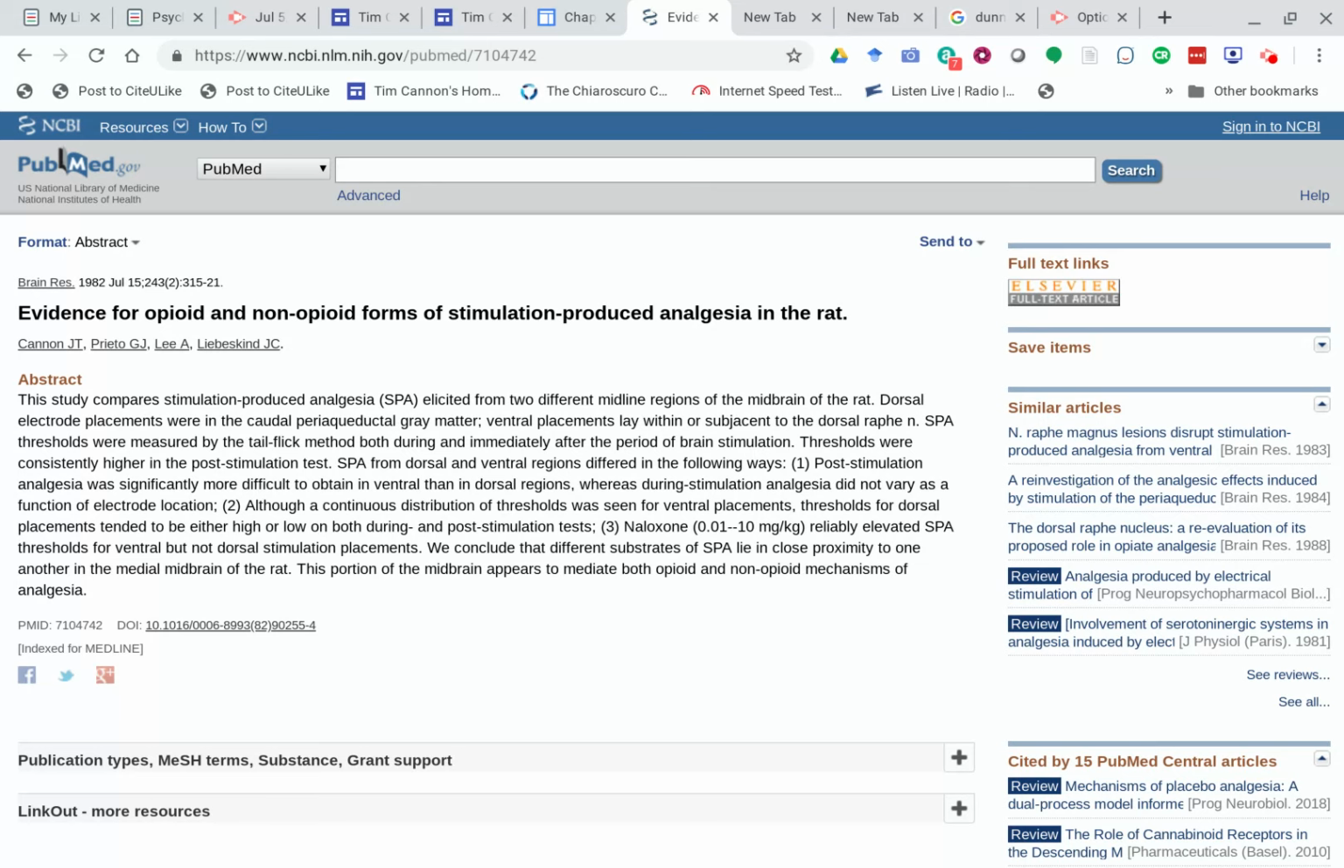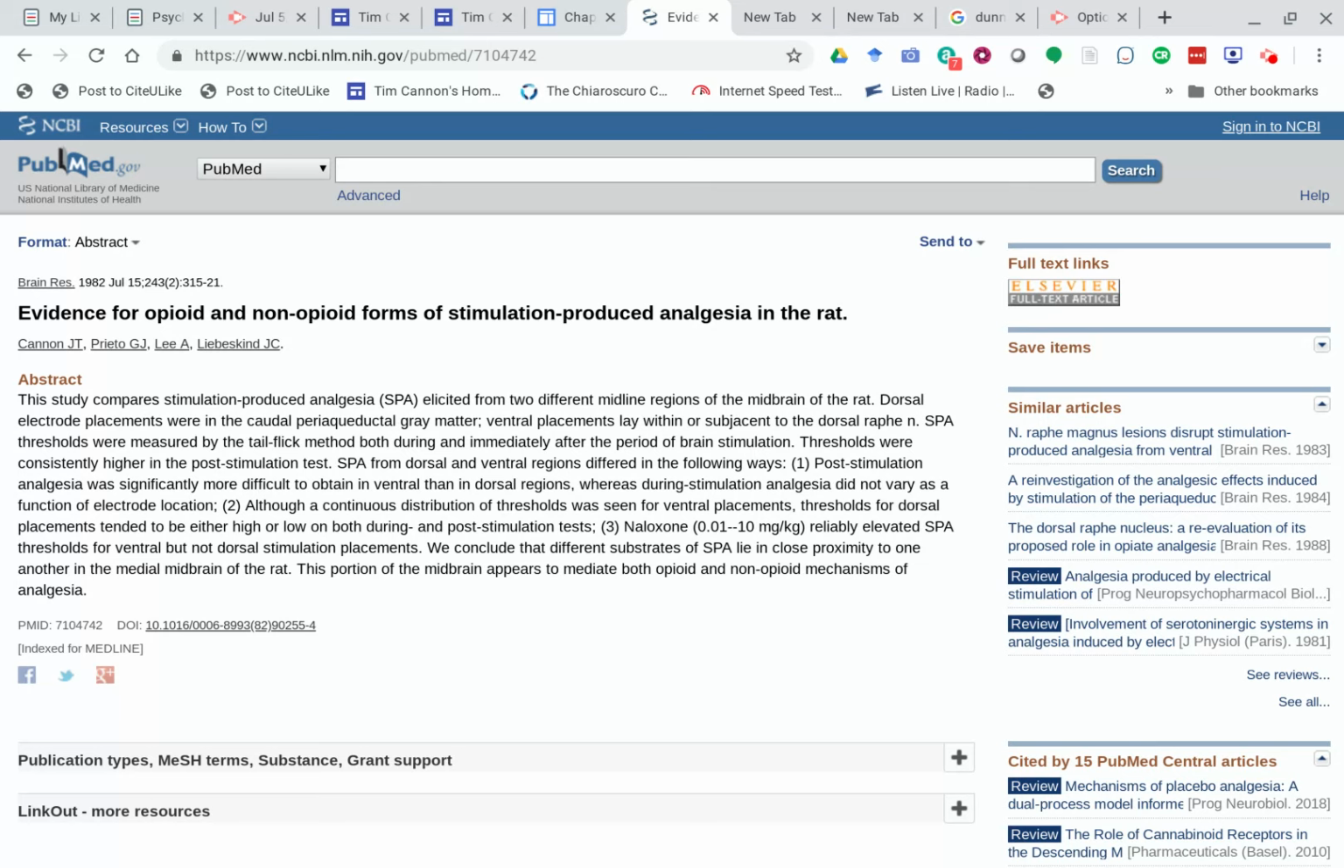So we looked at SPA from midline regions. Dorsal placements were in the caudal PAG, periaqueductal gray. Ventral were within or below the dorsal raphe, and raphe are important. SPA thresholds were consistently higher. We don't care about that. SPA from both dorsal and ventral differed in the following ways. One, post-stimulation analgesia, that is when you turn it off, how long did it last, was more difficult to obtain in ventral than dorsal. During stimulation, analgesia did not vary, although continuous distribution of thresholds was seen for ventral.